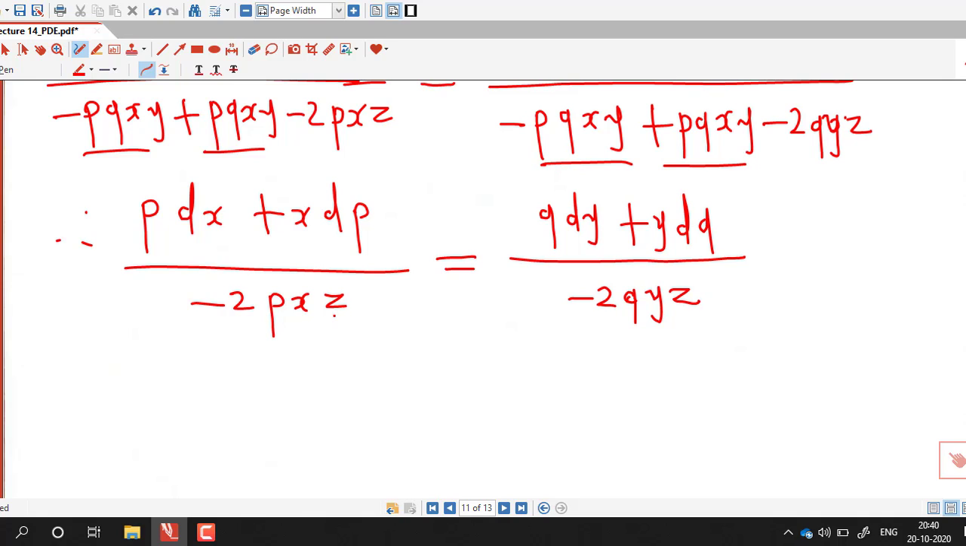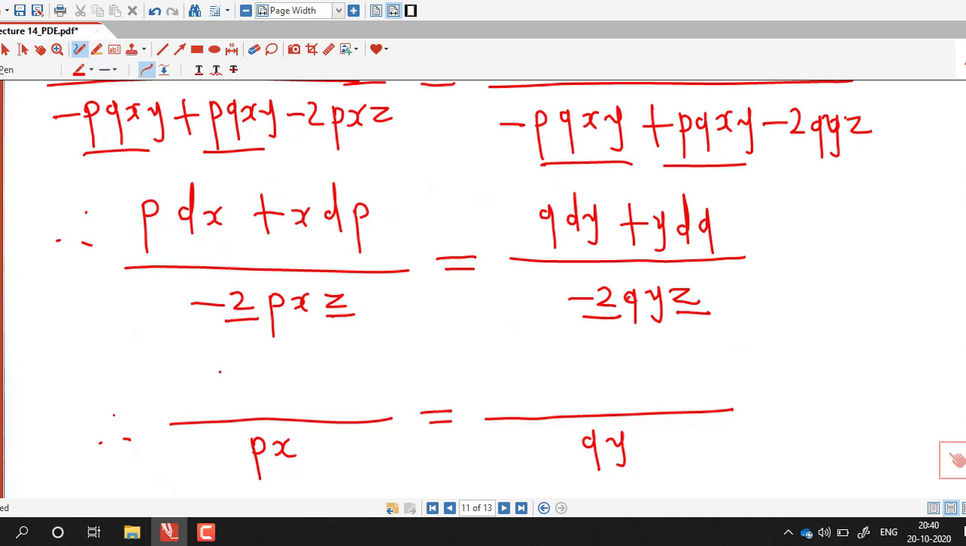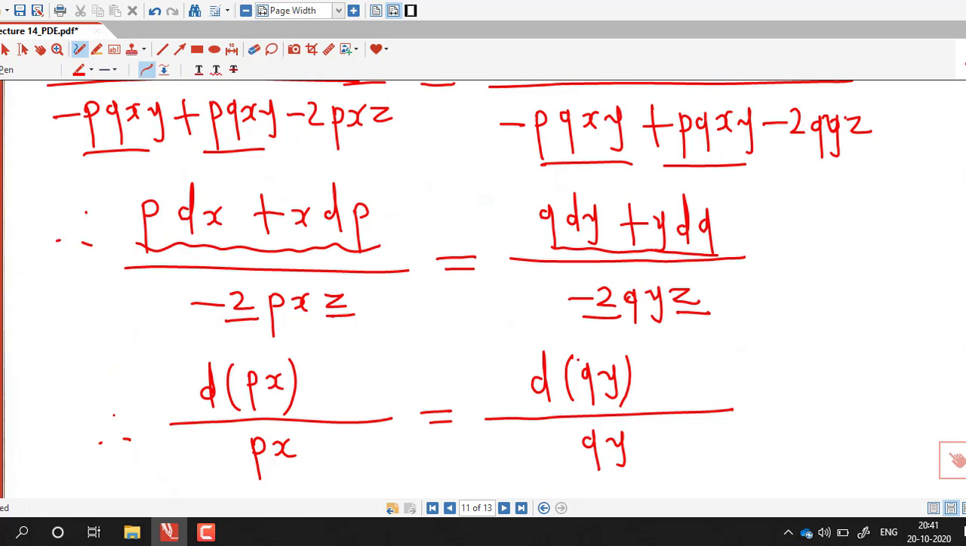Now here you can see z and minus 2 will cancel out, and we are left with p into x. In the denominator of both sides we cancel out minus 2z, and if you observe, this is nothing but total differential of p into x. If we take total differential of p into x, then it is p into dx plus x into dp. Similarly, this is nothing but total differential of q into y. We can observe differential of q into y is q as it is dy plus y as it is dq.